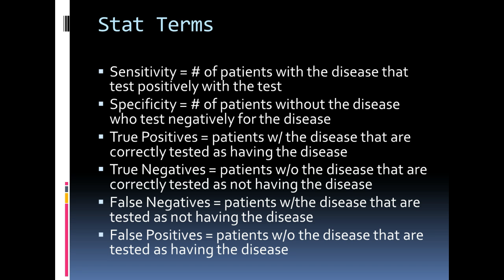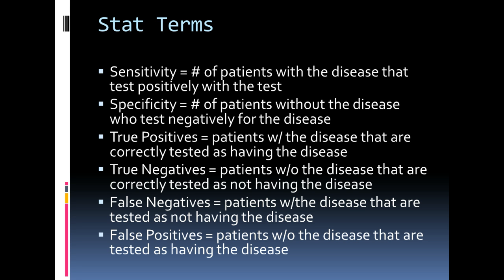Specificity is the number of patients without the disease who test negatively for the disease. So you're not pregnant, they tell you you're not pregnant. You don't want to go in and not be pregnant and have them tell you that you're pregnant. Okay? So if you're not pregnant, you want them to tell you that you're not. Now we have some other issues that come into play that you need to know in order to be able to figure out sensitivity and specificity.